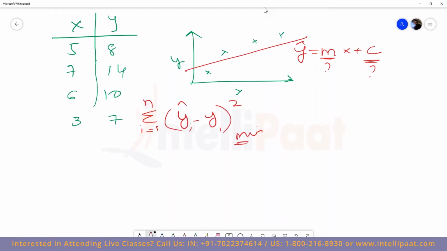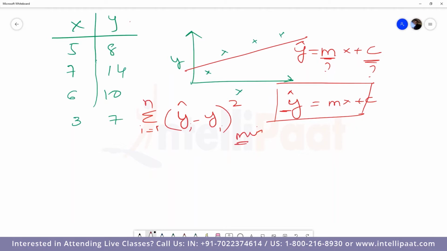So let's assume that my equation is y is equal to mx plus c. Or rather, your predicted value of y is equal to mx plus c. You don't know what this is, but let's assume this is it. So for every data point, you can simply compute y hat. If you draw this line, your predicted value in this particular case is m into 5 plus c. Similarly over here, m into 7 plus c, m into 6 plus c, and m into 3 plus c.